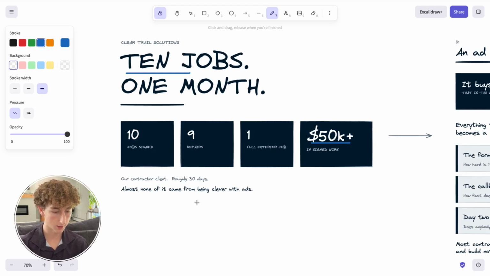And almost none of it comes from being clever with ads. So that's what I want to go over: it's not just the ads that brought him this amount of revenue in a single month. It's everything else that we do on top of just running the ads for you.